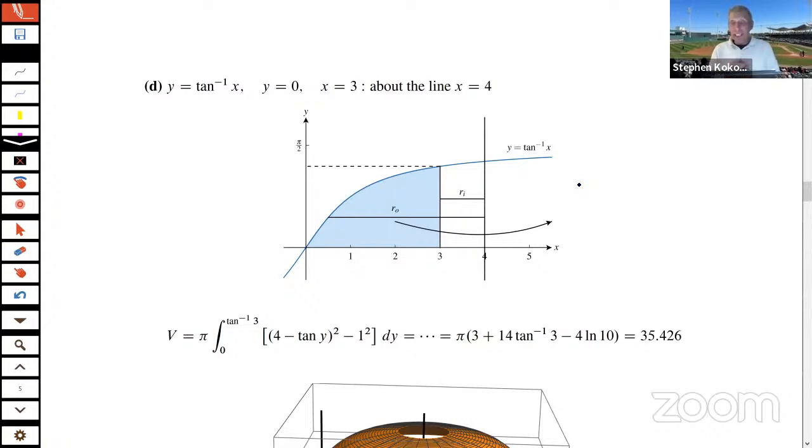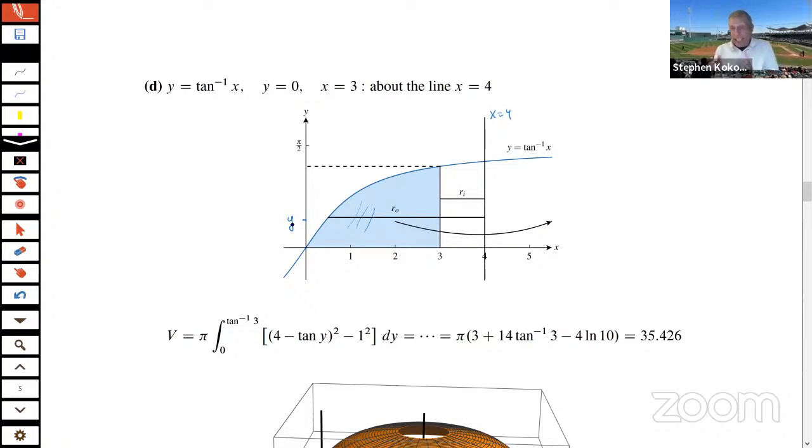The region of interest is once again shaded in blue. This blue curve is y equal the tangent inverse of x. And I want to take this region and revolve it about the line x equal 4. Well, okay, as I draw in a radius at an arbitrary point, let's say y, I notice that that radius is perpendicular to the y-axis. So that's telling me that I'm going to have to integrate with respect to y.